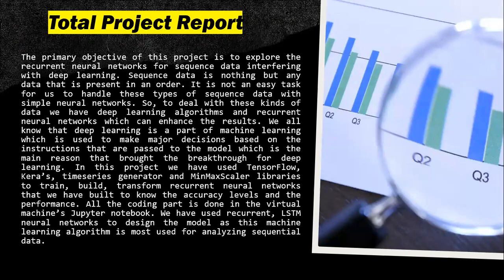So coming to the total project report, the primary objective of this project is to explore the recurrent neural networks for sequence data interfering with the deep learning. Sequence data is nothing but any data that is present in an order or any elements that are present in an order. It is not an easy task for us to handle these types of sequence data with simple neural networks. So to do these kinds of data, we have deep learning algorithms and recurrent neural networks, which can enhance the results.